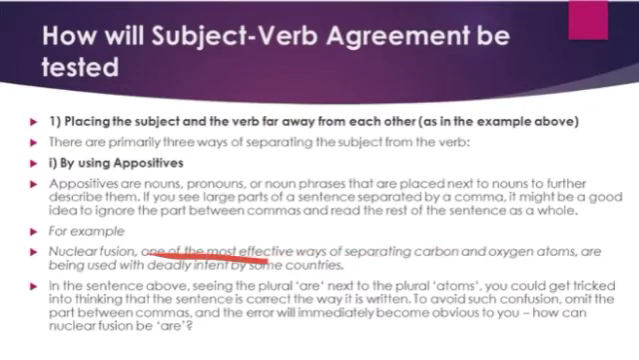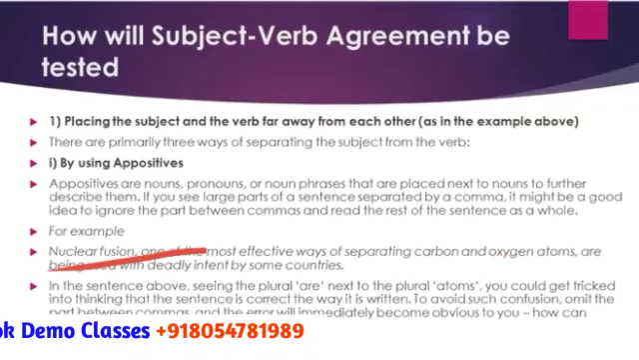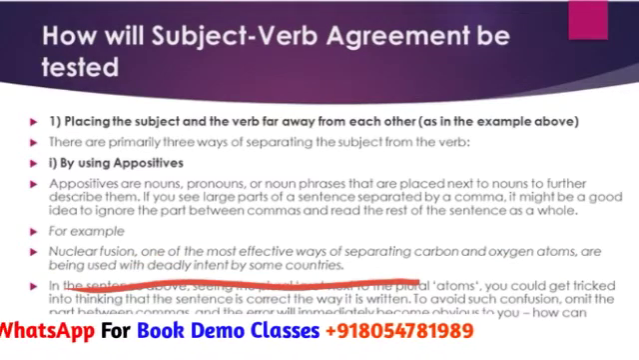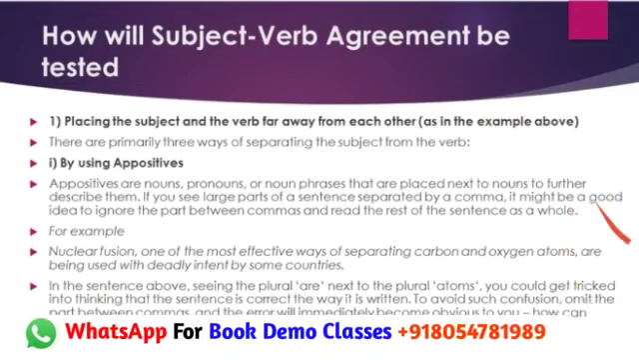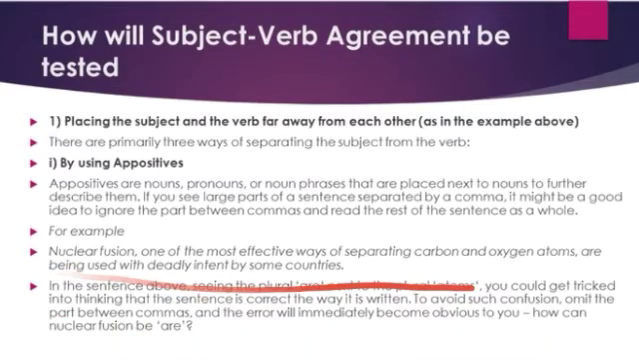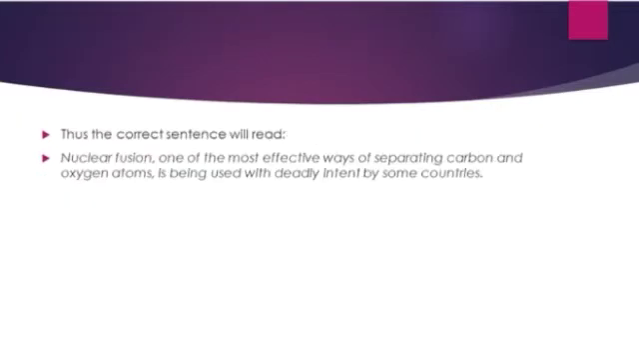Now, when you ignore this comma part, you will have "nuclear fusion are being separated." So you clearly understand that "are" over here is wrong. So it would be "nuclear fission is being used with deadly intent by some countries." So here we clearly understand that if you're using extra things, these extra comma brackets can be easily ignored. Alright.